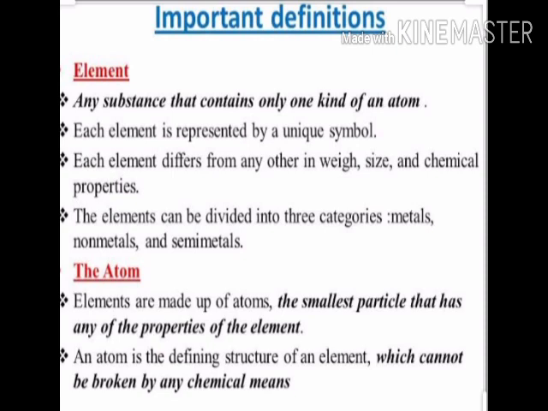Element is a substance that contains only one kind of atom. Each element is represented by a unique symbol, and they differ from each other in weight, size and chemical properties. The elements can be divided into three categories: metals, non-metals and semi-metals.